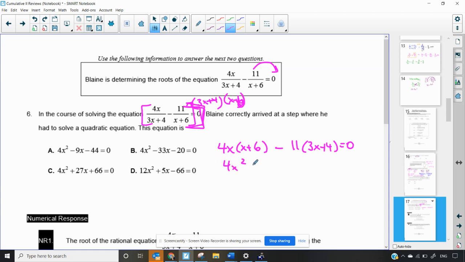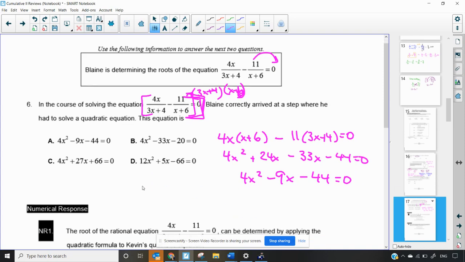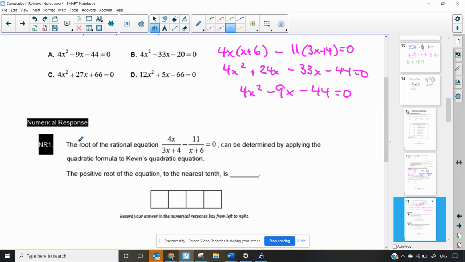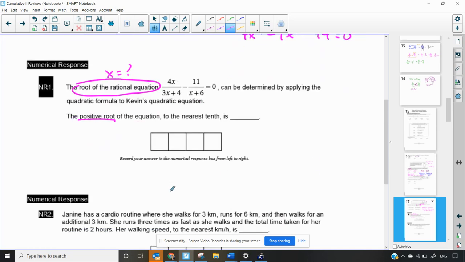All right, so I have 4x squared plus 24x minus 33x minus 44 equals 0. And then if we simplify, we have 4x squared, 24 minus 33 is negative 9x, minus 44 equals 0. And then I can go about circling my answer. Now, if we're asked for the root of the rational equation, that's basically asking us to solve for x. And if we're asked for the positive root, whatever we get as our final answer, one will be positive, one will be negative. We put the positive answer into the numerical response.